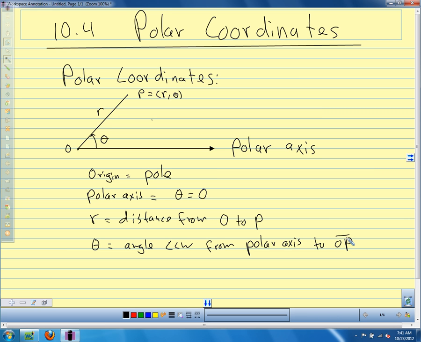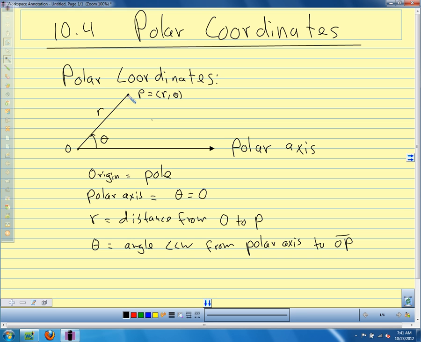So this is how we define our coordinates, and this is something that we've all seen before. Polar coordinates are not a unique representation like the rectangular coordinates. We can add any multiple of 2 pi to our angle and get back to the same point, or we can also have a negative radius and add a multiple of pi to our angle, and we get to the same point.